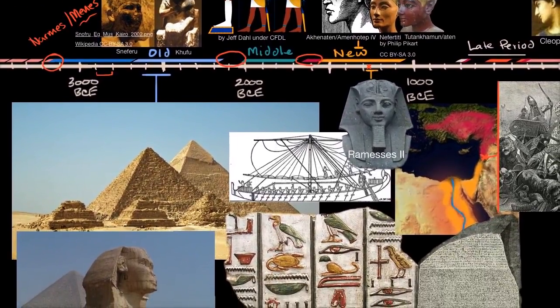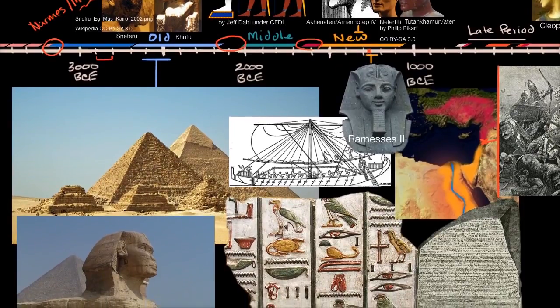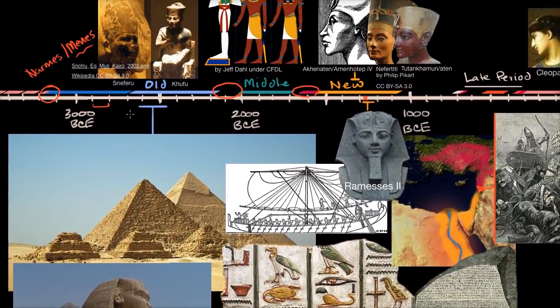And right over here are the pyramids. There's the Great Pyramid of Giza, which is near modern-day Cairo today. This is the Sphinx. And they were built in that Old Kingdom period under the pharaohs Sneferu and Khufu, right over here in the 26th century BCE.